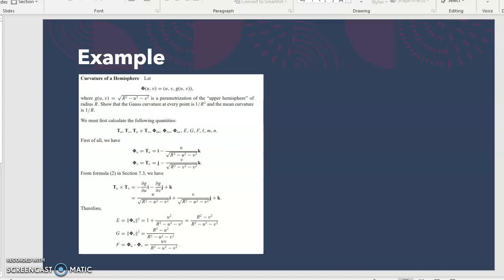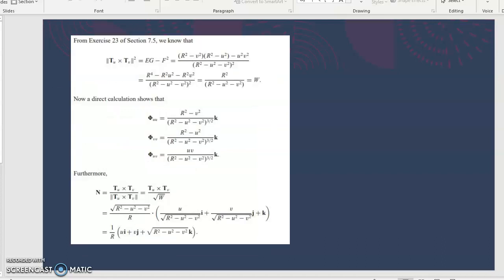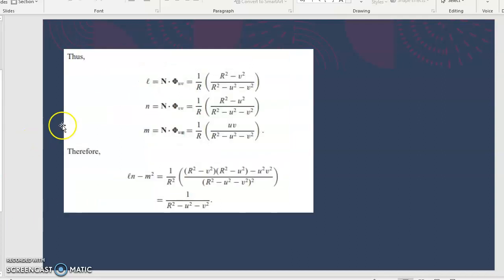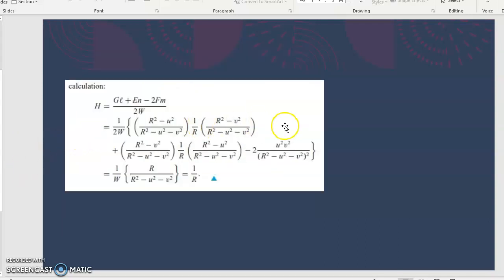First, we must calculate the following quantities. First of all, from formula 2 in section 7.3 we have, therefore, now a direct calculation shows that, furthermore, therefore, and this is the last calculation, that equals 1/r squared, and the mean curvature equals 1/r.